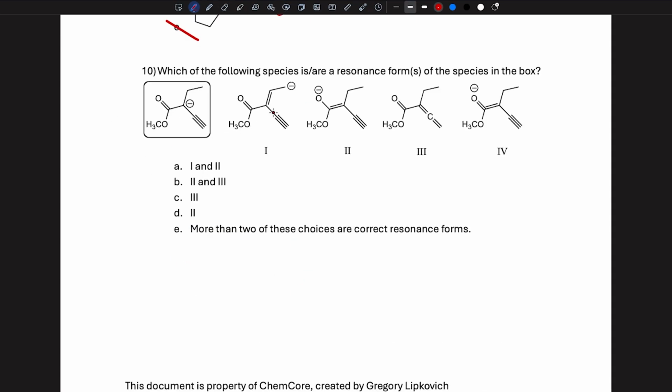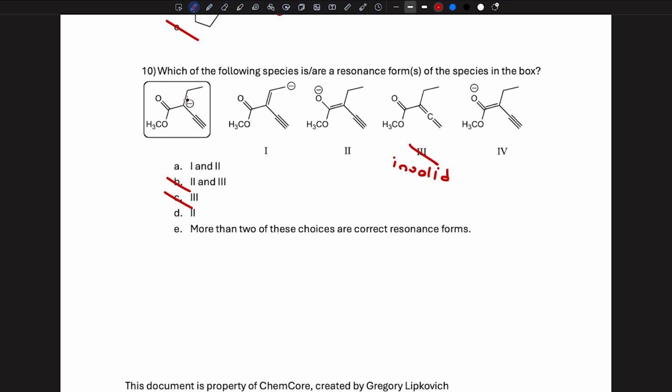The next question is asking us to find the valid resonance forms of the species in the box. And so first, as always, let's make sure that none of our atoms were moved, which none of them are. Let's make sure that all of our structures have a net charge of -1, which actually 3 does not have a net charge of -1, which means that structure 3 is invalid. So let's just eliminate all the choices that include 3.